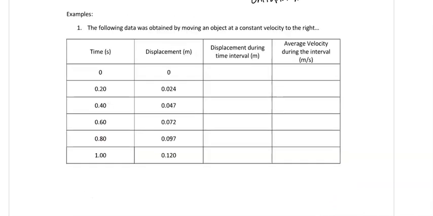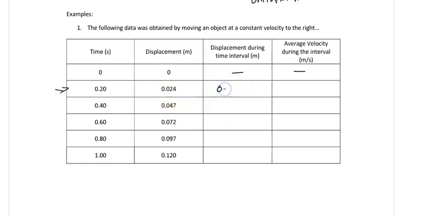Okay, moving along, we're going to take a look at our first example, and this is a graphing example. We've been given the time and displacement of an object that's moving at what we would consider a constant velocity to the right, meaning a positive one. Within the data, we're asked to find the displacement during the time interval and the average velocity during the time interval. An interval means between that particular row and the previous one. So we don't actually have anything for the first one because we don't have a previous section. The displacement over this time is between 0 and 0.24 meters, or 2.4 centimeters.